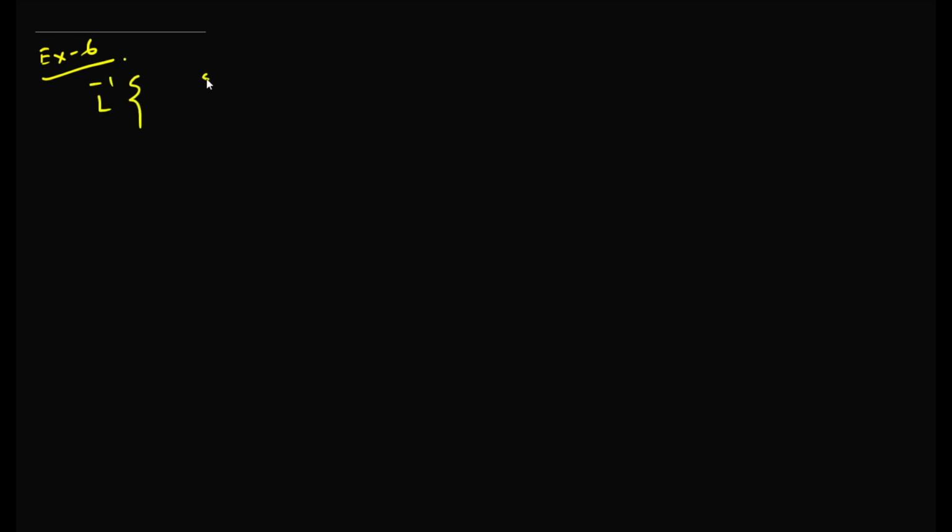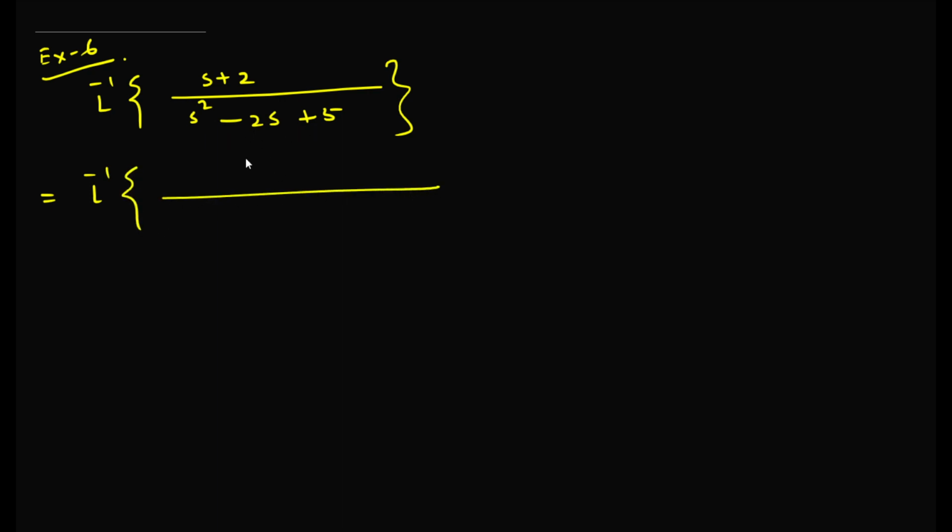L inverse of (s plus 2) divided by (s square minus 2s plus 5). Now if you look at the previous problem, if it is s plus 2, then here also we must have s plus what, 2. So then only we can use that particular first shifting property. So let us see what we can write here.